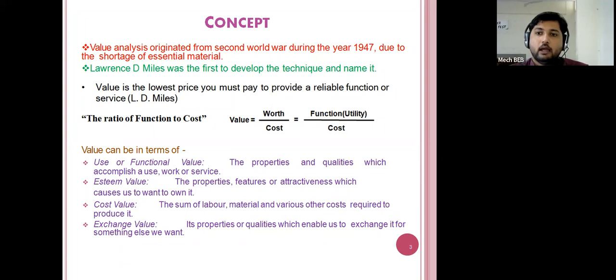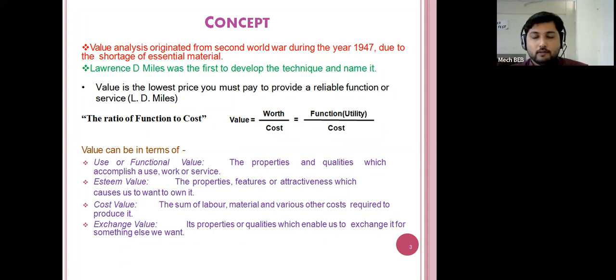Miles. This particular technique is named to understand the concept of value. This word value was invented by Lawrence D. Miles, and he invented the technique to understand the particular product value. So actually it is the lowest price you must pay to provide a reliable function or a service.